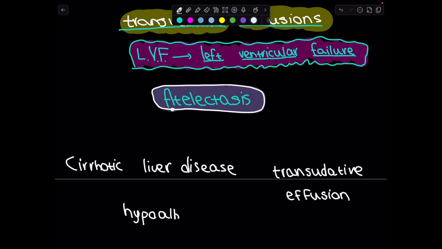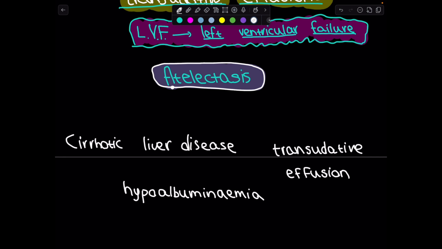Cirrhosis causes transudative pleural effusion by high liver vein pressure and low blood protein, leaking thin fluid into the pleural space. Okay, I see. Yes. What about hypoalbuminemia and peritoneal dialysis?